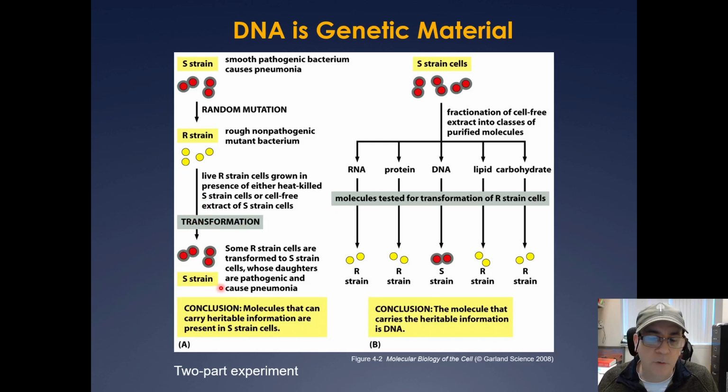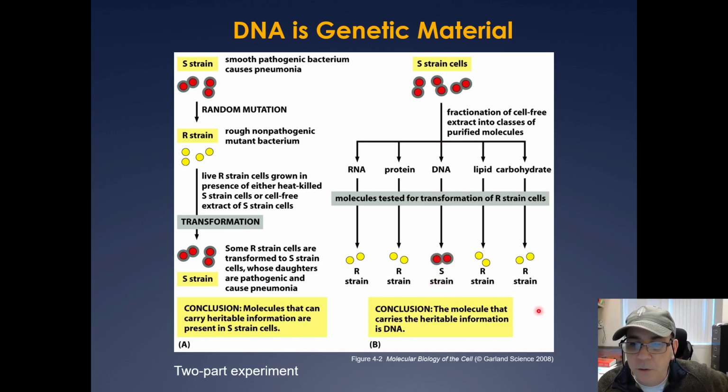Okay, and then the second part was, well, what cellular constituent is that? Okay, and so they wanted to basically test whether or not it was RNA, protein, DNA, lipids, or carbohydrates. Okay, that's basically what a cell's made up of. And so what they did was they took their S strain, this is the pathogenic one, and they basically fractionated it into RNA, protein, DNA, lipids, and carbohydrates. And then they mixed it with the R strain, and then they tested which fraction caused the transformation back to the pathogenic strain, and it was the DNA fraction that did that.